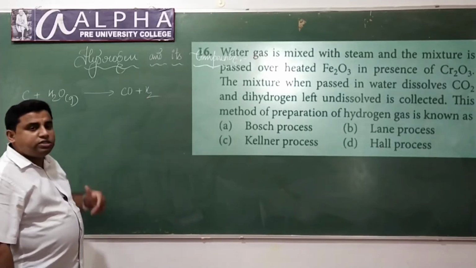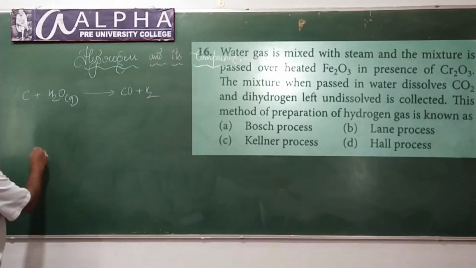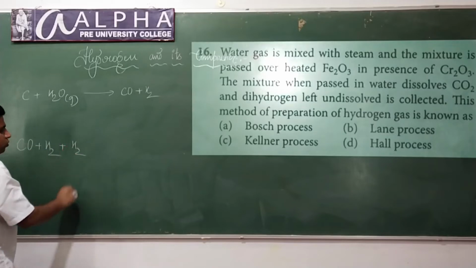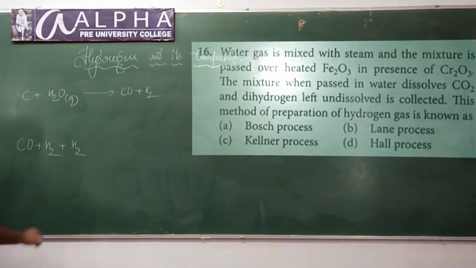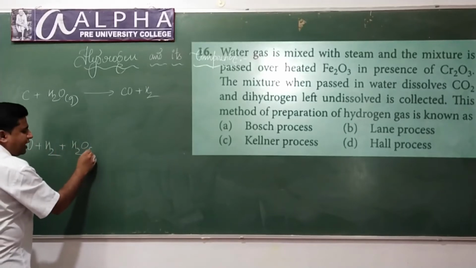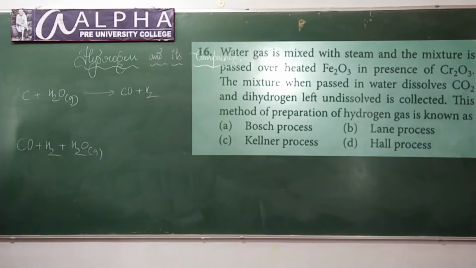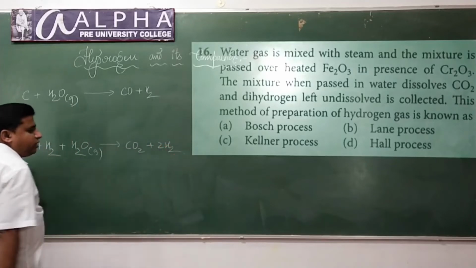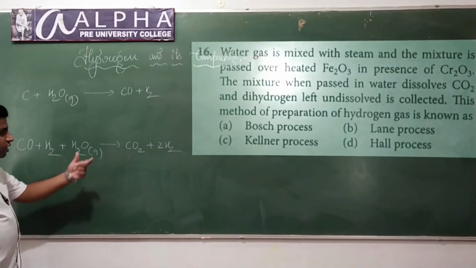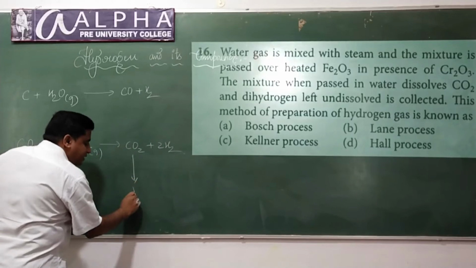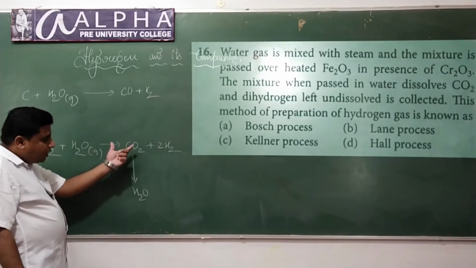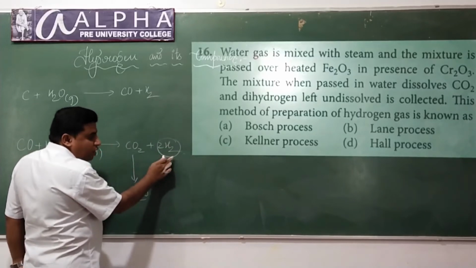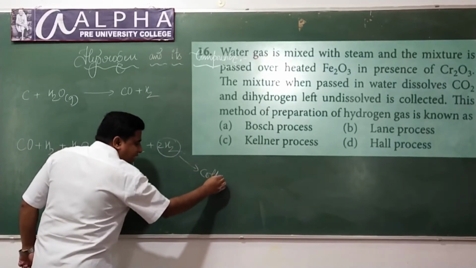So what you're going to do is pass this syn gas again through steam. We will be getting carbon dioxide and hydrogen. Now this carbon dioxide is dissolved in water, and the hydrogen gas liberated will be collected.